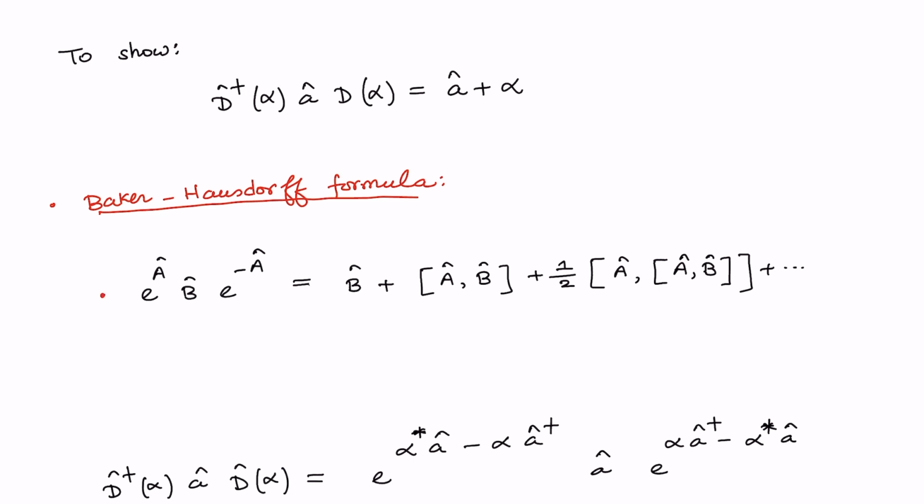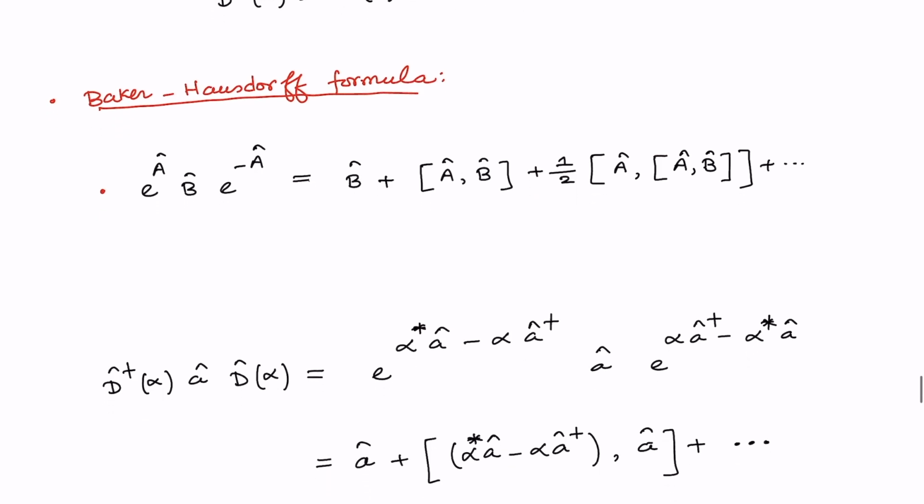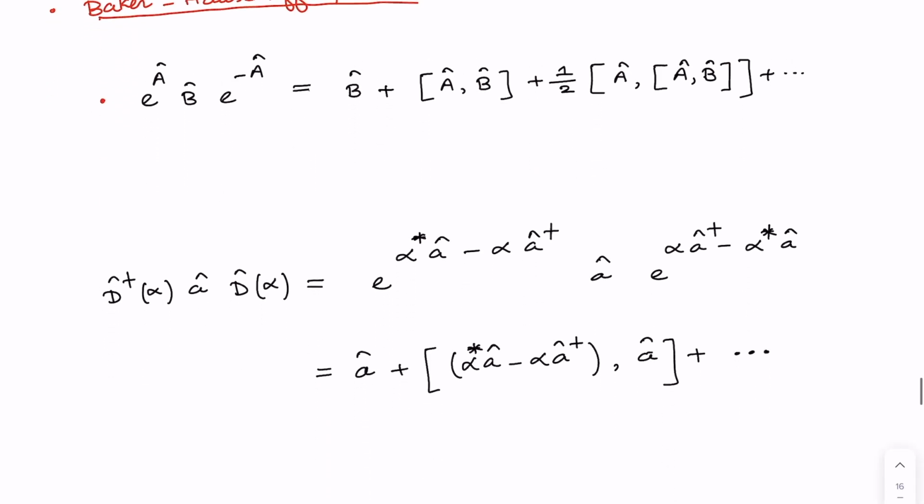This formula we can utilize. And okay, let me show you how we have utilized it. So D dagger alpha is this expression, because D alpha, you know, it is e to the power alpha a dagger minus alpha star a. So D dagger alpha is going to be simply the complex conjugate of the whole thing.